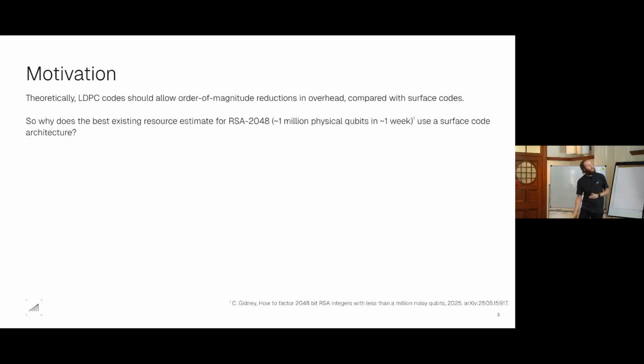And the key point is that theoretically it's long been expected that using LDPC codes should allow you to reduce the overhead by an order of magnitude, simply because of the higher encoding rate. But given that theory, it's strange that the best result currently for this benchmark problem of RSA 2048 is this one from Gidney using a surface code architecture. So the question remains, why is it that we haven't been able to beat this result by the order of magnitude that theoretically should be possible? Why are people still using surface codes for even the theoretical best results they can get?